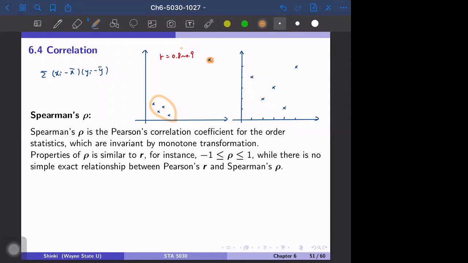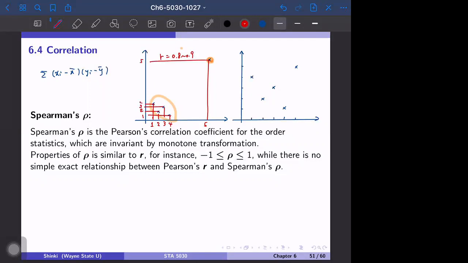So what's the definition of Spearman's rho? Spearman's rho is actually the Pearson's correlation coefficient, but for the order statistics. So we just think about the order. You can see that among these 5 observations, this is the first smallest, this is second, third, fourth, and fifth. In terms of y value, it's the same: the smallest, second smallest, third, fourth, and fifth.